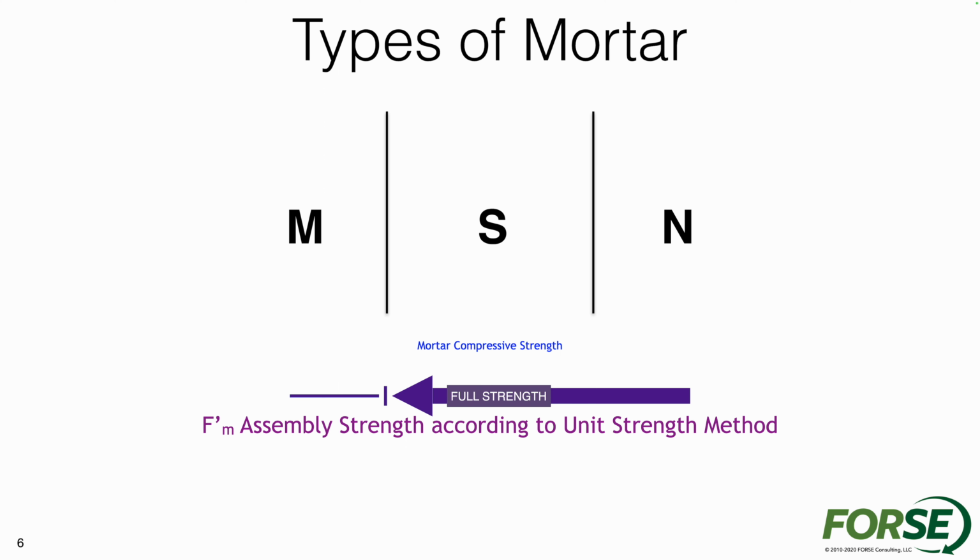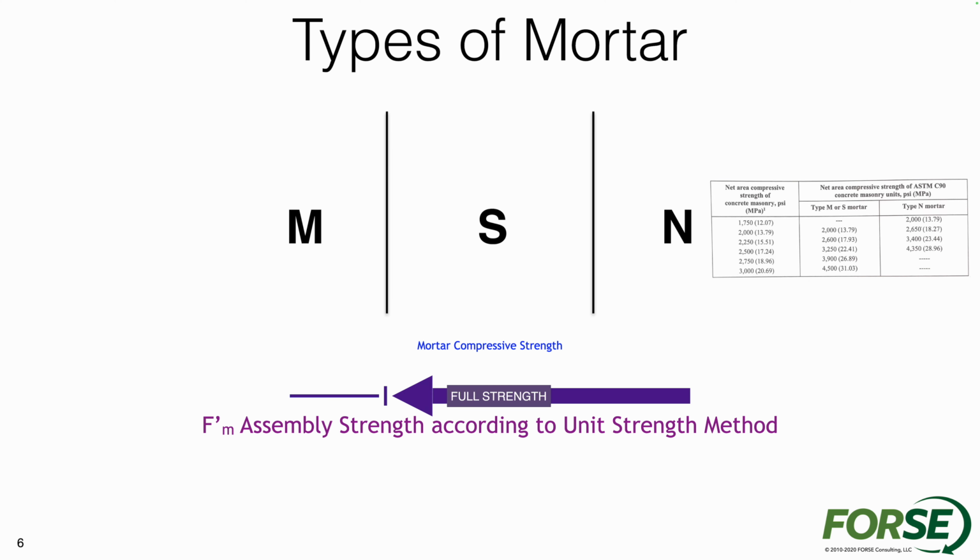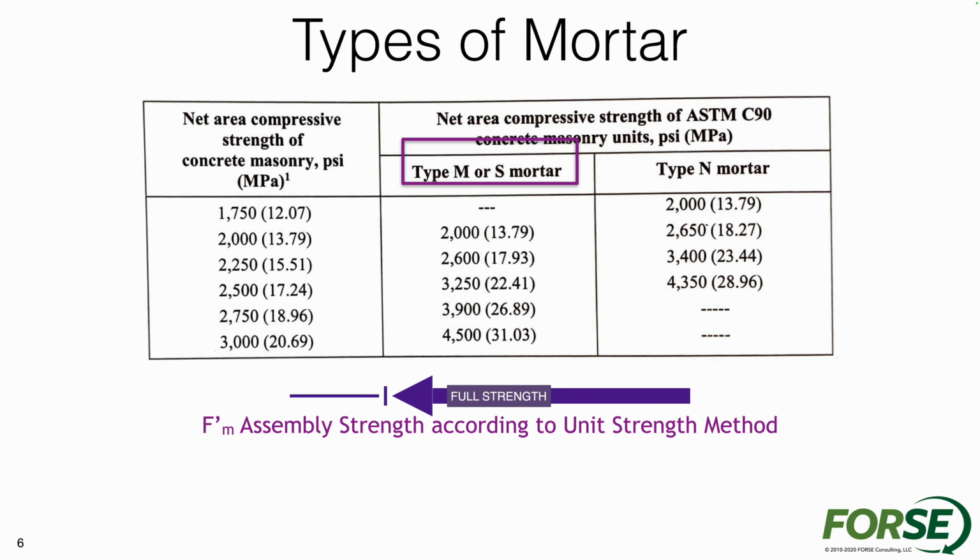When we look at the unit strength method that comes from the code, we see that type N mortar does yield a slightly lower strength assembly than a type S mortar. But I think it's really important to recognize that you don't gain more strength when you go from type S to type M according to the unit strength method. Again, this is Table 2 within the TMS code. It lumps together both type M and type S mortar. So you can see that we're not gaining more strength by going to that type M mortar.